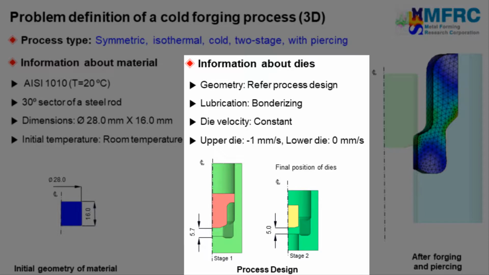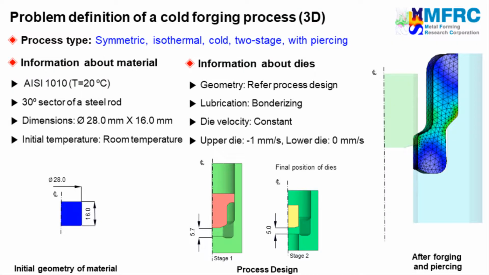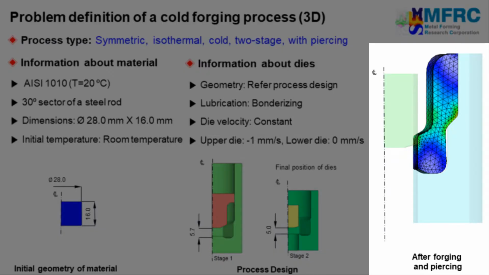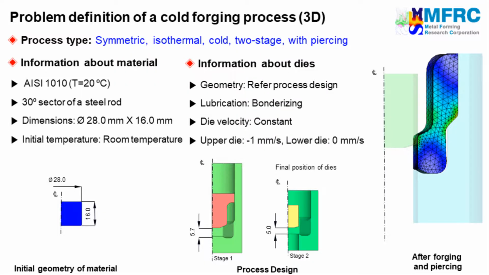The upper die will move downward with a constant velocity of 1 mm per second and the lower die will remain stationary. The problem definition is complete. The result of the simulation would be a forged component as can be seen on the right side. So now, let's see how we can simulate this process using AFDEX.